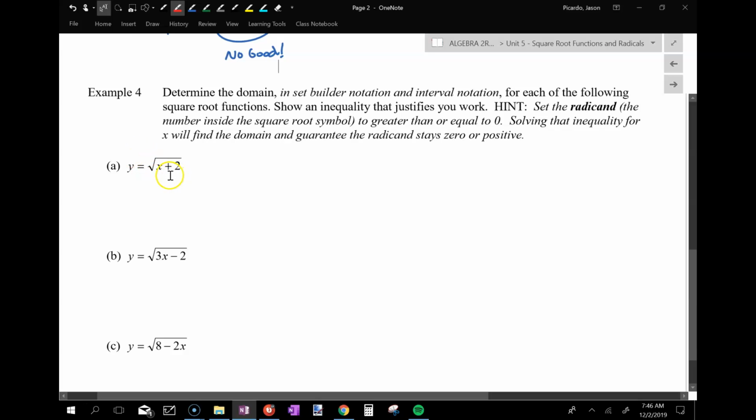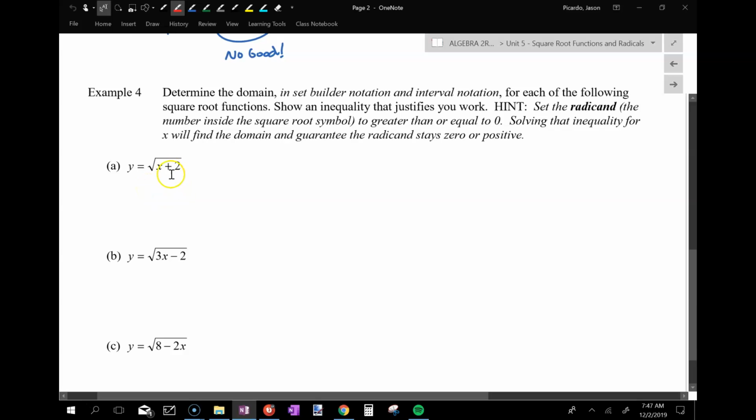So if I look at this first one, can I plug in 0? Yeah? Can I plug in 1? Can I plug in 3? Can I plug in 10? Can I plug in -1? Yeah, because what's -1 plus 2? Can I plug in -2? Can I plug in -3? No, right? Because -3 plus 2 is a negative value, no good.